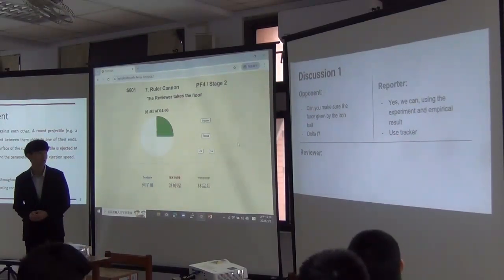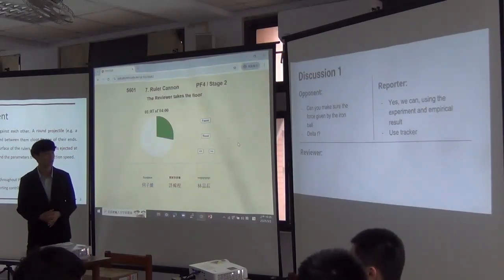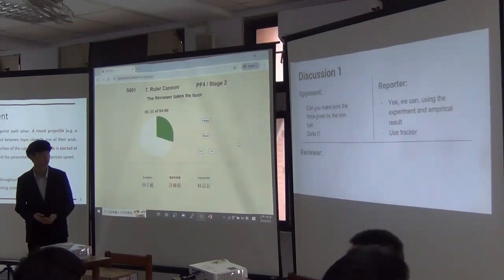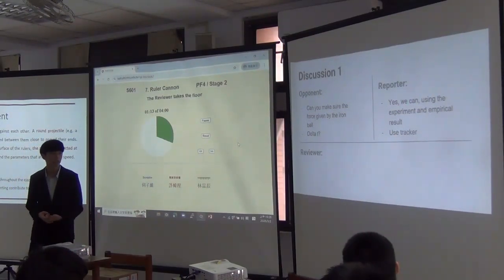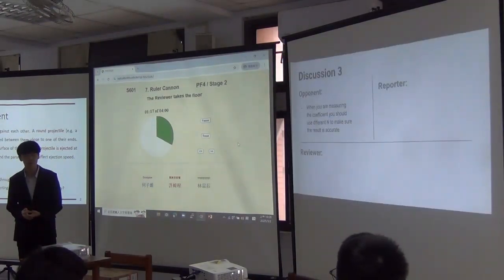So the opponent asks the reporter, can you make sure of the force given by the iron ball, and how do you measure the time interval? And the reporter said yes, they can measure the force by using the experiment and empirical results. And they also use Tracker. In our opinion, okay, next.